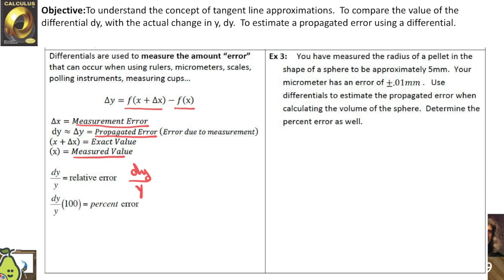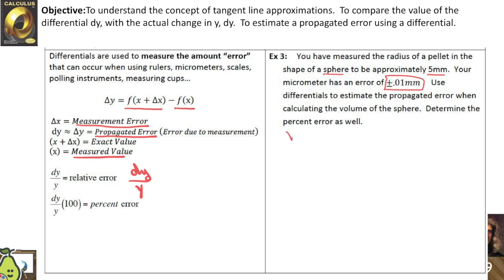So we've measured the radius of a pellet in the shape of a sphere to be approximately 5 millimeters. Your micrometer has an error of plus or minus 0.01 millimeters. So the error was given to you as part of your measuring instrument. We're going to use differentials to estimate the propagated error when calculating the volume of our sphere, and then we're going to figure out the percent error as well, just to complete this problem.